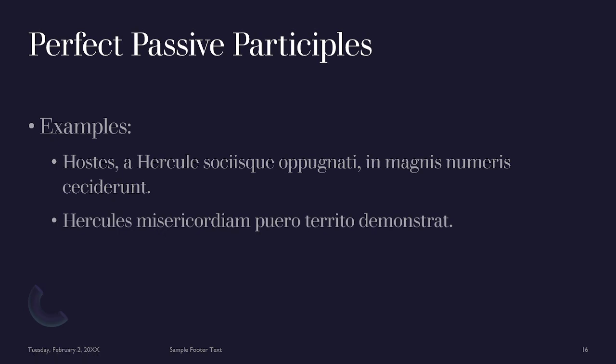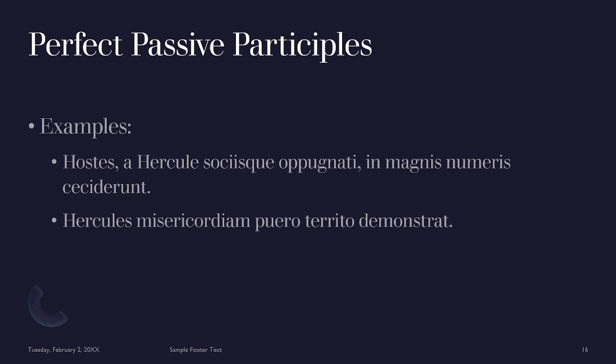Another example, Hercules misericordiam puero territo demonstrat. So here we have territo, the fourth part of terreo, to frighten, and it's got an O on it just like the word puero. But notice there's nothing in between them. So in this instance, we don't have a predicate for territo. It's just going to modify puero. So here it would just be a regular adjective.